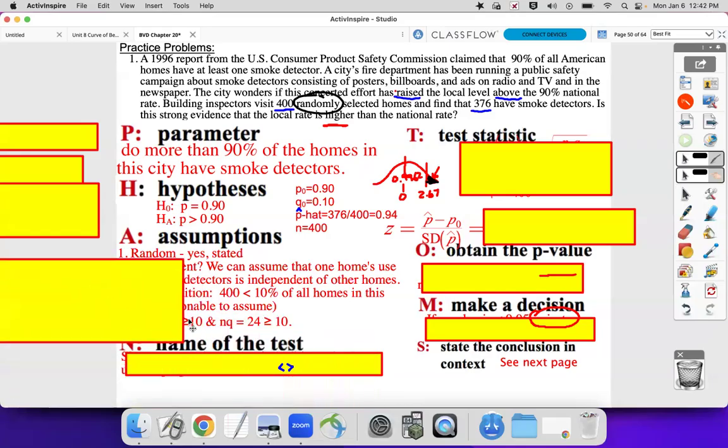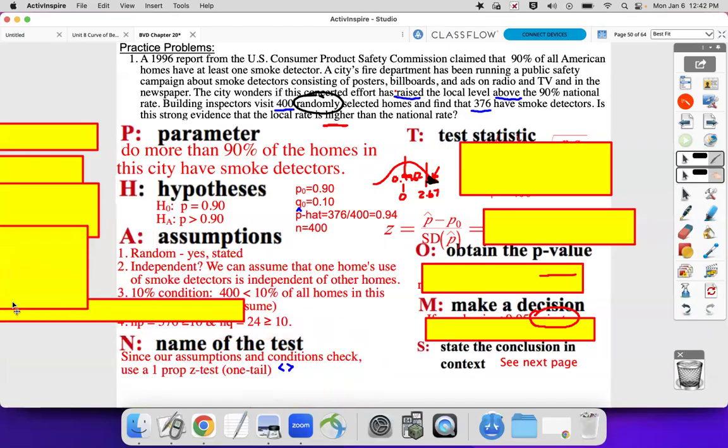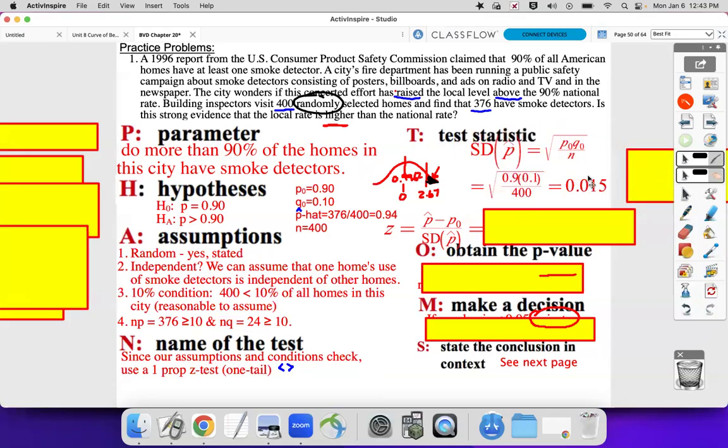So they want you to name the test. The name of this test is going to be a one prop z test. One tail only because we're using one proportion. That's the 376 over 400. And we're only checking the greater than condition. So that's one tail. So now you have to run your test statistic.